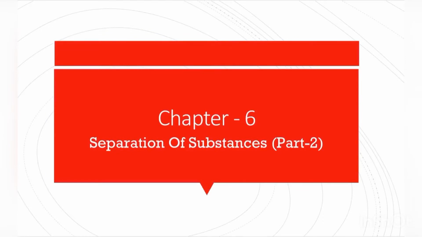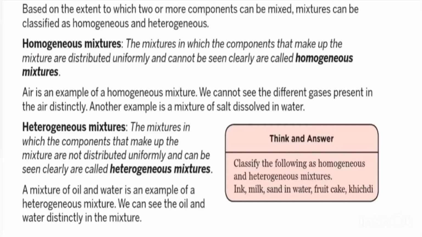Deepthi. Today we will be continuing with our chapter number 6, Separation of Substances, Part 2. The mixtures are classified into two types. First one is homogeneous and the second one is heterogeneous mixture. So let us continue with the first one, homogeneous mixture.